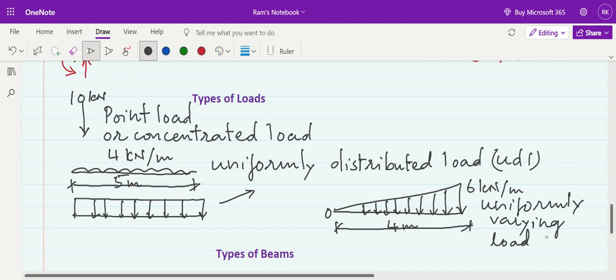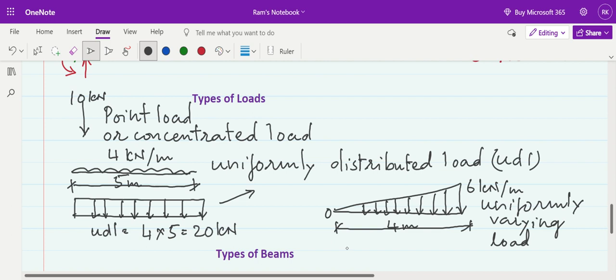So if we consider the uniformly distributed load, if I want to calculate the total value of the UDL, this total UDL will be equal to 4 into 5, that is equal to 20 kilonewton, which will be the effective point load for this particular UDL. But instead of acting as a point load, it is acting as uniformly distributed across the length of the beam. But total effect is 4 kilonewton per meter into 5, that is 20 kilonewton.